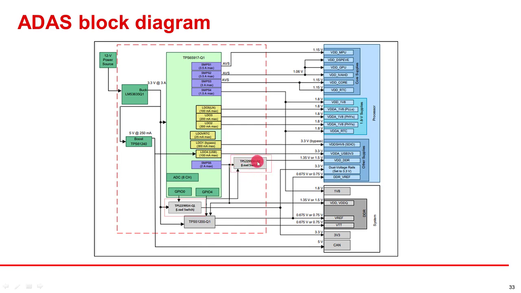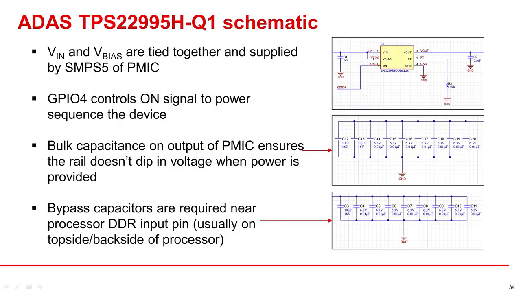The TPS22995H-Q1 load switch we are going into detail on is powering the processor DDR control power rail. In the schematic for this design, we have tied the VIN and VBIAS pins together since they can operate on a 1.5 volt rail from the PMIC's SMPS5, and GPIO 4 from the PMIC controls the ON pin of the device. The bulk capacitance on the input is to help keep the SMPS5 rail from dipping in voltage from other potential rails. However, in this design, the load switch is the only 1.5 volt rail.